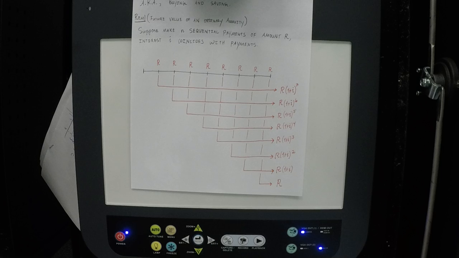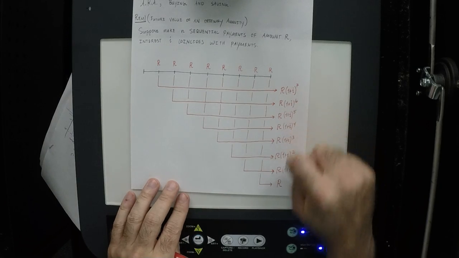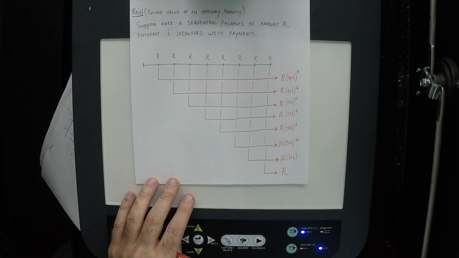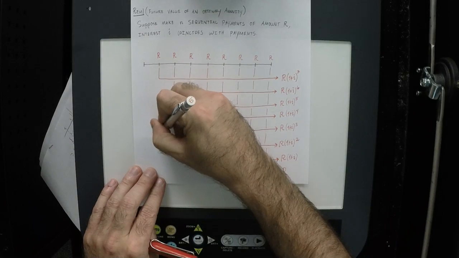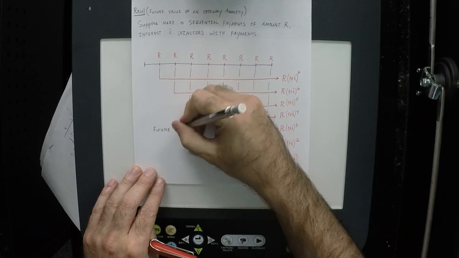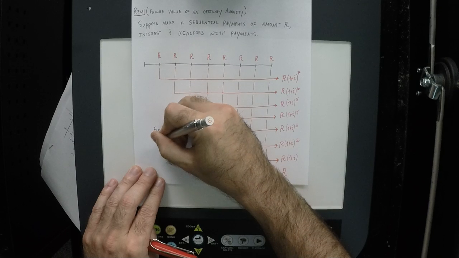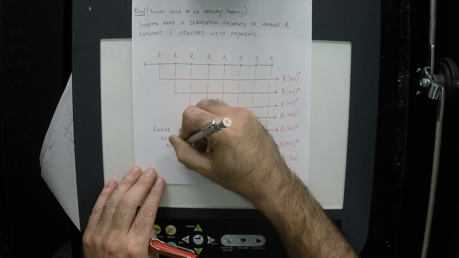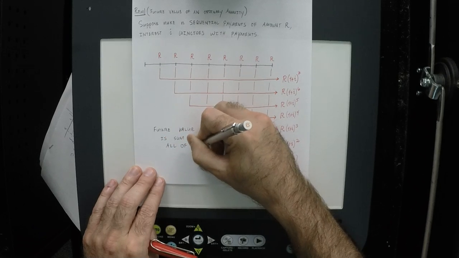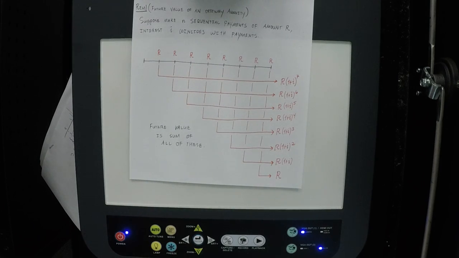So the total value at the end in the account is the sum of all of these, right? It's this one plus this one plus this one, blah, blah, blah, all the way down. Okay, so the future value is the sum of all of these. So we need to add them all up.